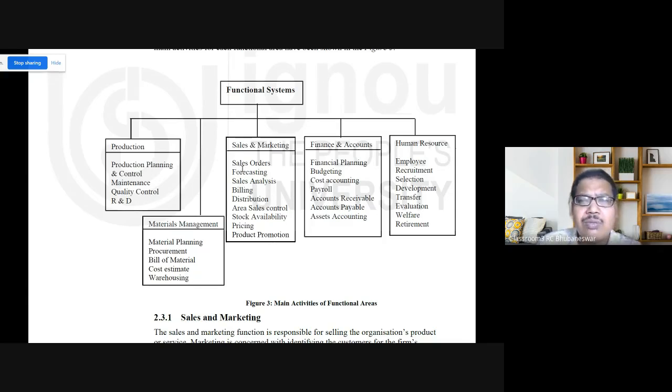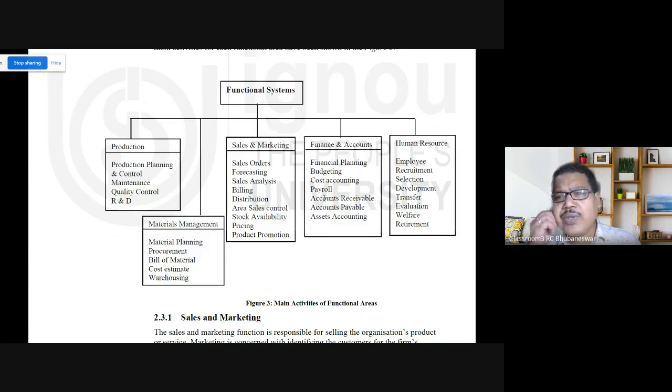Sales normally go by the advertisement and forecasting, analysis, keeping the billings, doing the distributions, area of sales control, stock availability, then product promotions must be done. Then coming to the financial: financial planning, budgeting, cost accounting, payroll systems, accounts receivable, accounts payable, and asset accounting. This must be done with respect to finance.